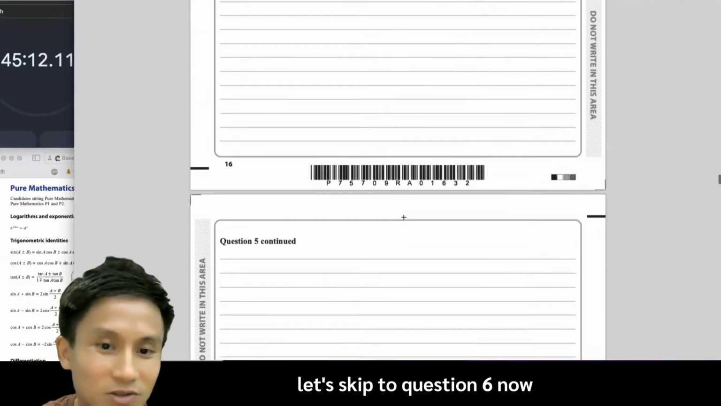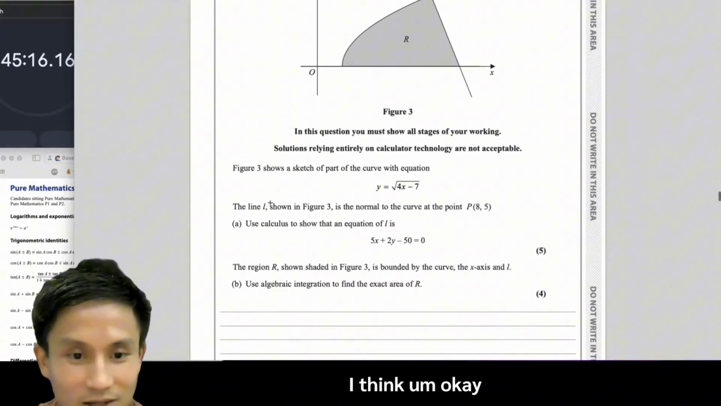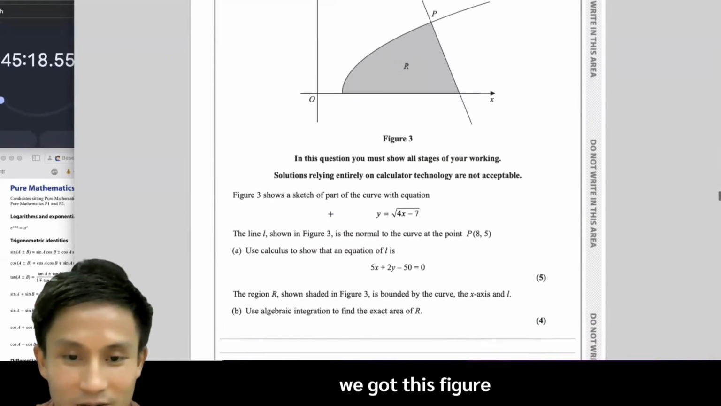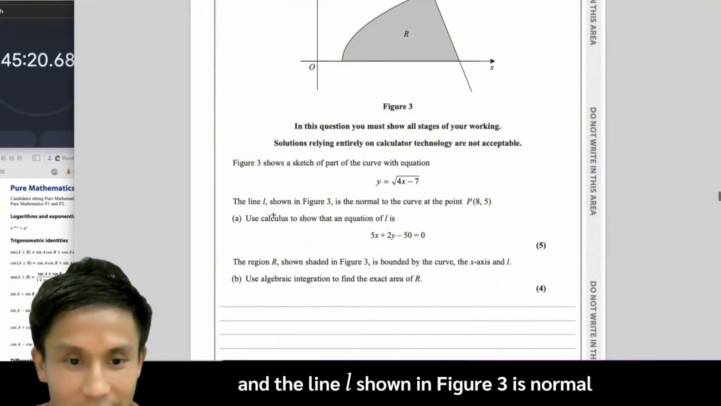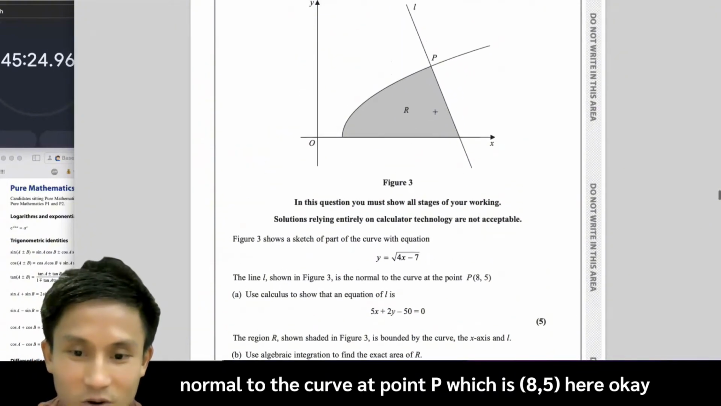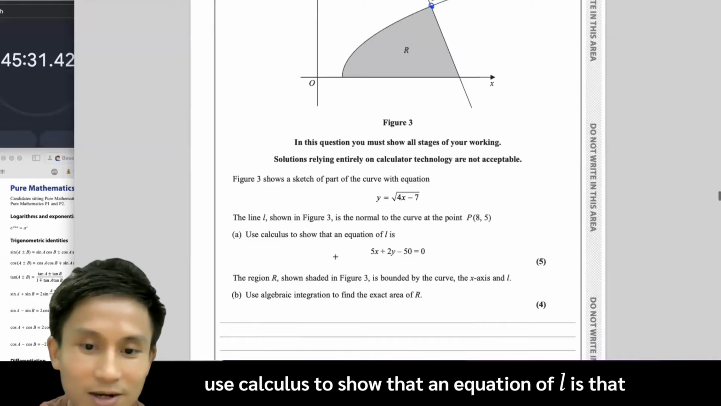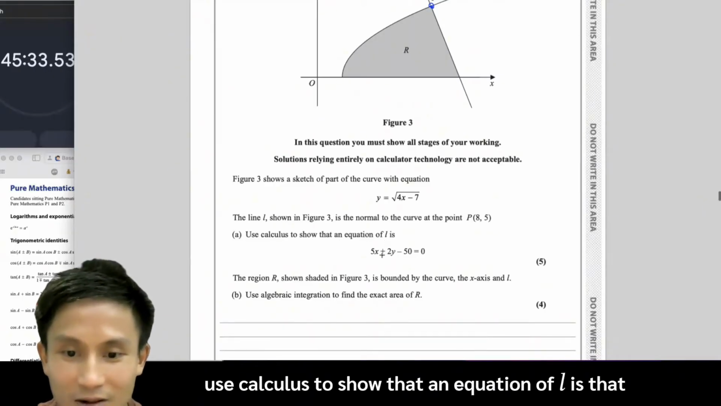Let's skip to question 6. Now I'm at 45 minutes. Still looking good to me, I think. Okay, we've got this figure. And line L shown in figure 3 is normal to the curve at point P, which is (8, 5) here. Okay, use calculus to show that an equation of L is that.